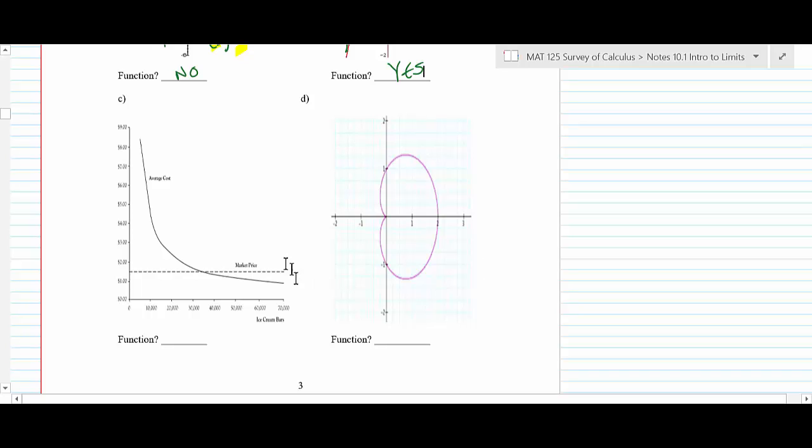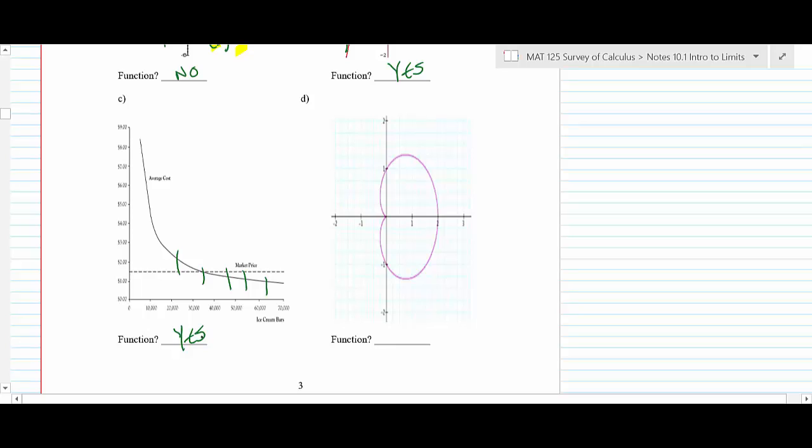Here's something that you would study in economics or business, like average cost and market price. Does that look like a function to you? Yeah, that's a function. It passes the vertical line test. Okay. How about the next one?